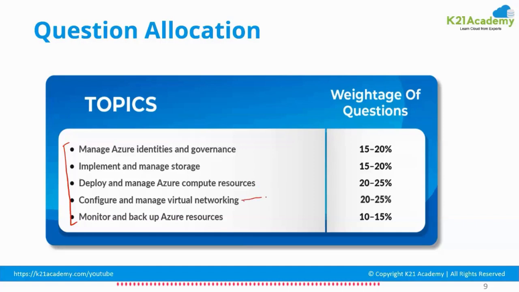Earlier, this virtual network module was 30 to 35%, but now they have downgraded it to 20 to 25%. It was good that they downgraded it, because they have increased compute to 20 to 25%. So basically, there was one module on which a lot of questions were coming and other modules where questions were not coming.